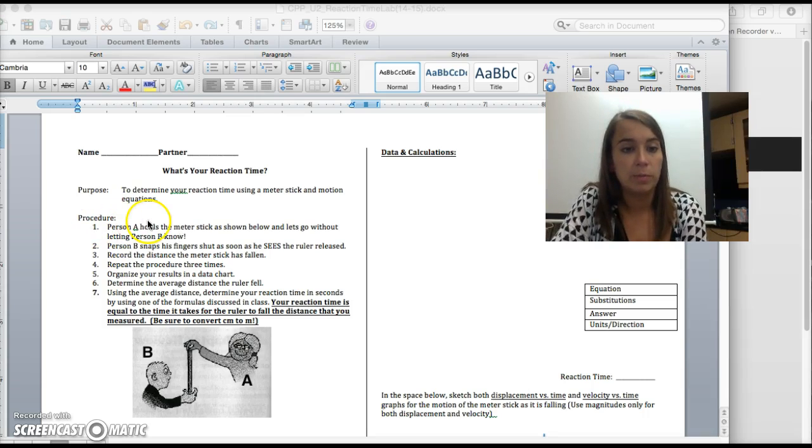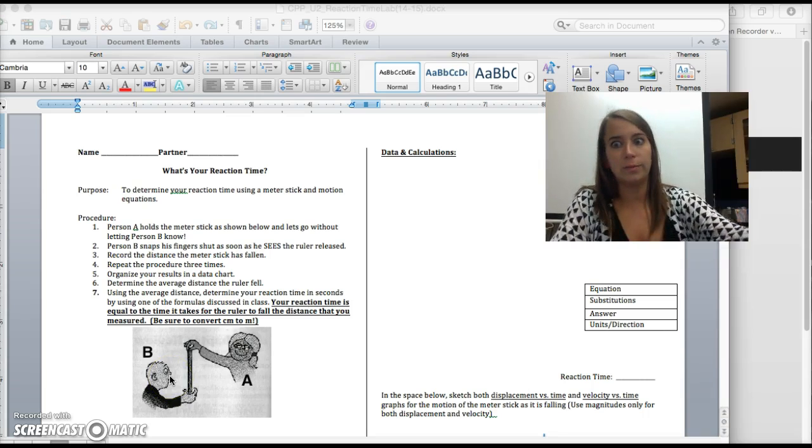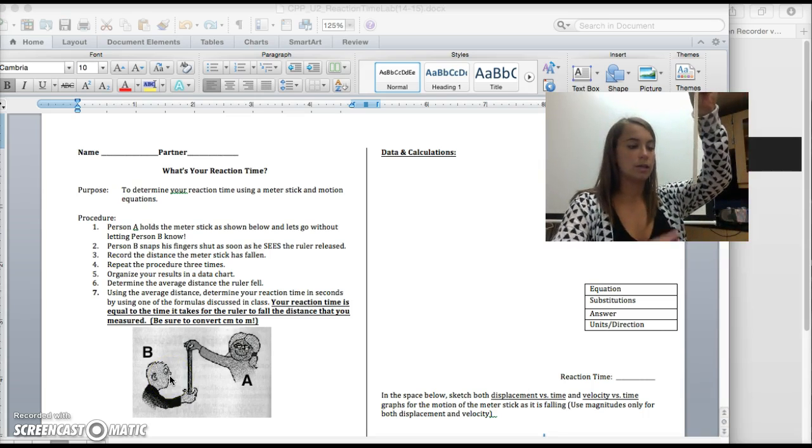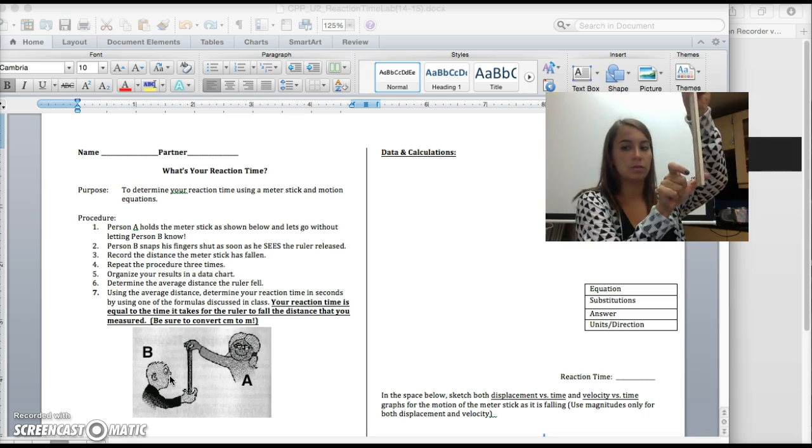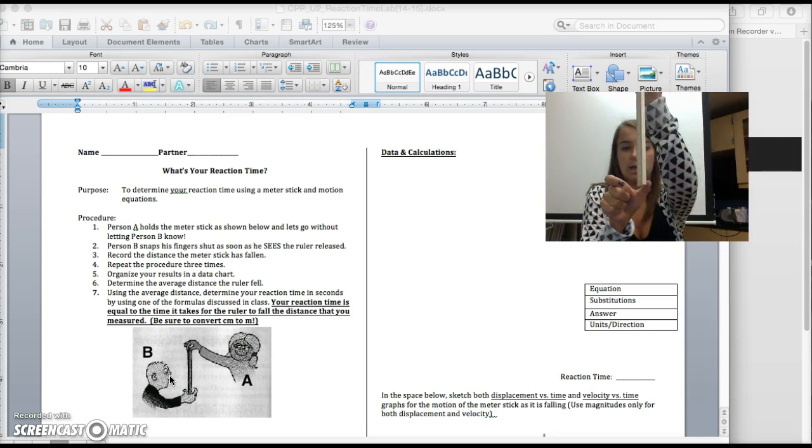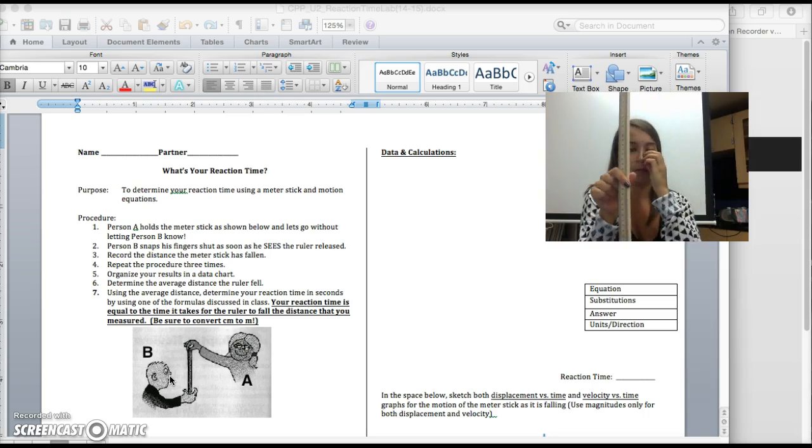So you need a partner, so work with someone near you. Person A is going to hold the meter stick like this, and person B has their fingers open near the bottom. I can't do it by myself, but here's the meter stick. If I'm person B, I'm holding my fingers right like this, ready to react and grab it. Person A is going to drop the meter stick, and person B is going to grab it, okay?